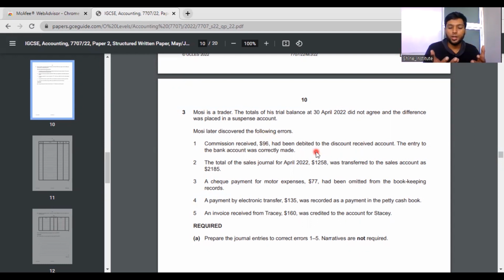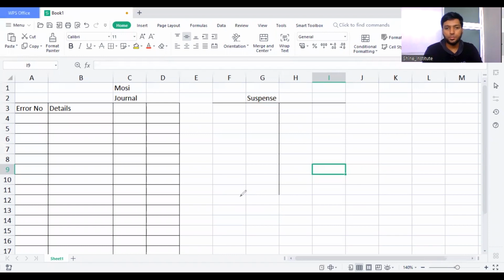First of all, I need to draw it and see how it looks. I'm going to show you by drawing each and every entry so you will not make a mistake. So I'm going to draw the first adjustment here. I'll take two accounts here. One is the commission account.